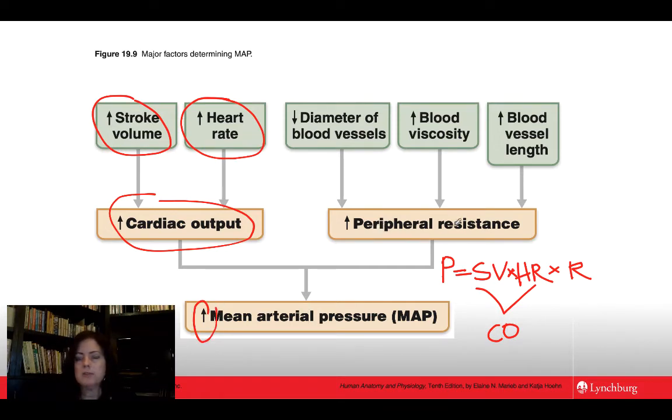And then anything that increases our peripheral resistance. And this is what we talked about before. We've got three main factors that contribute to resistance. One of them is blood vessel diameter, one of them is blood viscosity, and the other one is blood vessel length. So if any of those create an increase in peripheral resistance, it is then going to increase our mean arterial pressure. So certainly knowing the relationships between all of those factors and how they affect mean arterial pressure is very important.